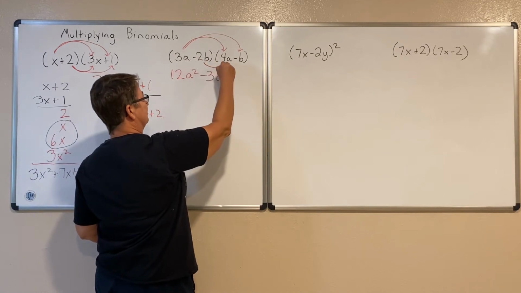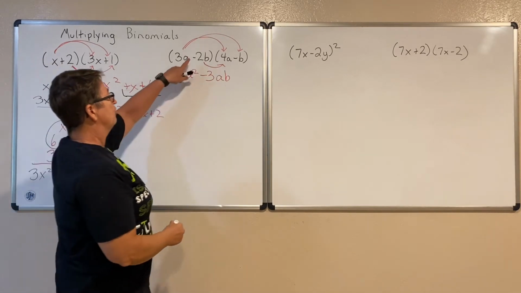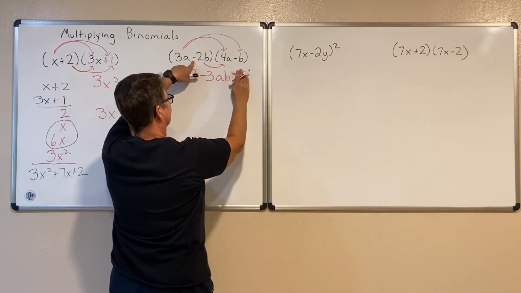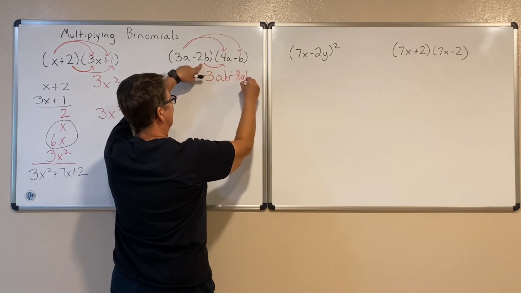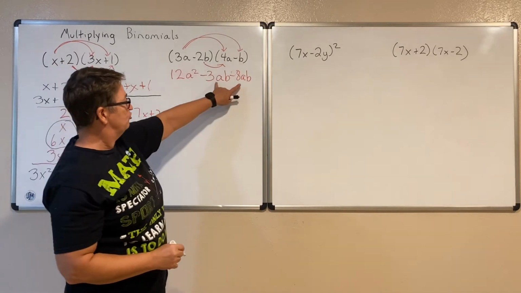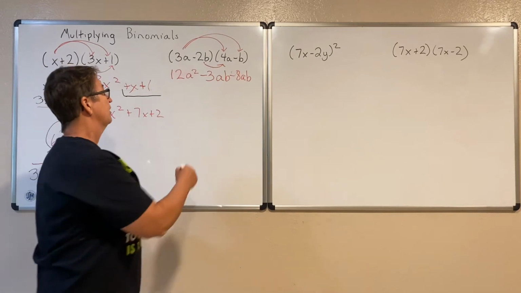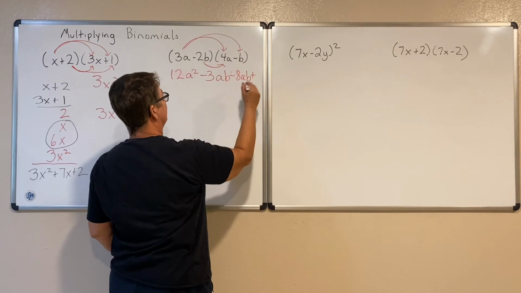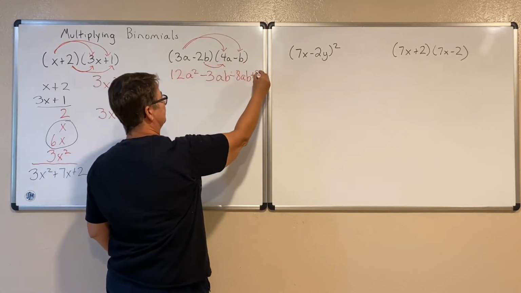Now I'm going to distribute this negative 2. So I have negative 2b times 4a. Well, negative 2 times a positive 4 makes a negative 8. Sorry, it's a negative 8. And then the a and the b are multiplying together. Notice that these two are like terms. They have the same variables, so we will be able to combine them. Then a negative 2 times a negative 1 makes that a positive 2. And then the b times a b is b squared.